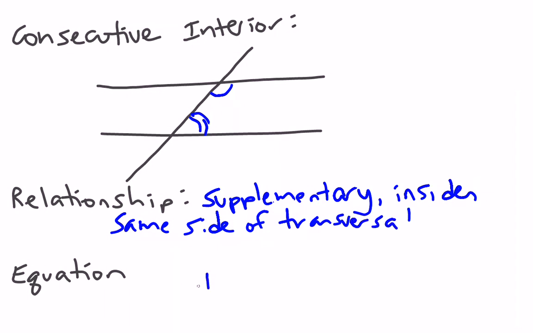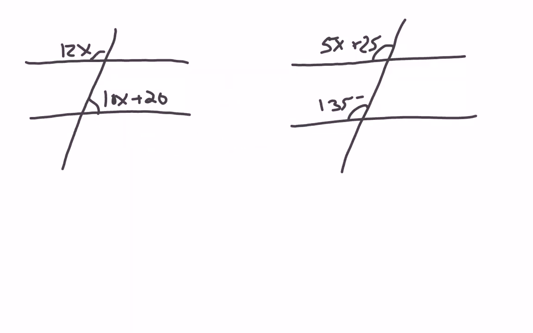And we're going to add them together since they're supplementary, and that's going to equal 180. So now let's look at some examples that have been mixed up that we have to think about. So these are outside, so I'm thinking that they're going to be an exterior, and they're on opposite sides of the transversal, so that's going to be an alternate exterior angle, and those are congruent.